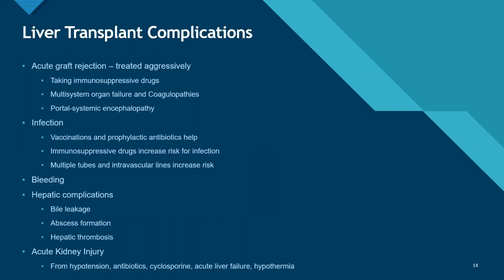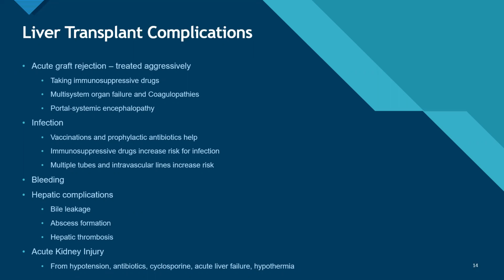These complications are acute graft rejection, so it's treated very aggressively. It happens quickly after transplantation. They're taking immunosuppressant drugs, so that puts them at greater risk. They're at risk for multi-system organ failure, coagulopathies like DIC, and portal systemic encephalopathy, which is confusion as well in the brain, right? A buildup of pneumonia. So acute graft rejection has to be treated aggressively with antibiotics and increased immunosuppressants.